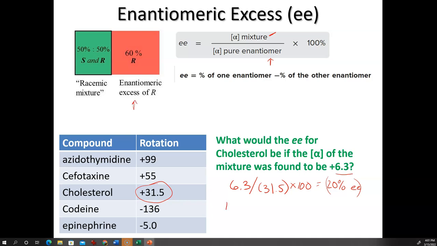And that means that's this value. So if we take 100 minus 20, which is the enantiomeric excess, that gives us 80% racemic mixture. So that is this part over here. And then if I divide that by 2, that's actually going to give me 40% of the enantiomer, and 60% is the cholesterol.